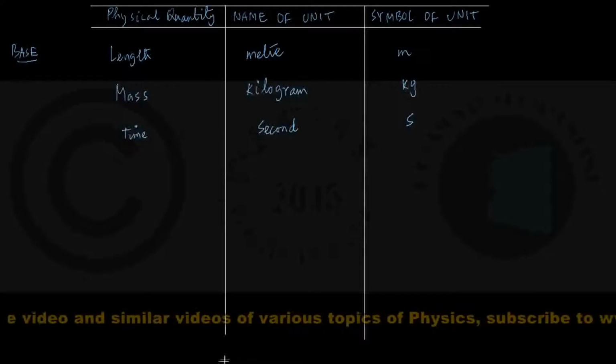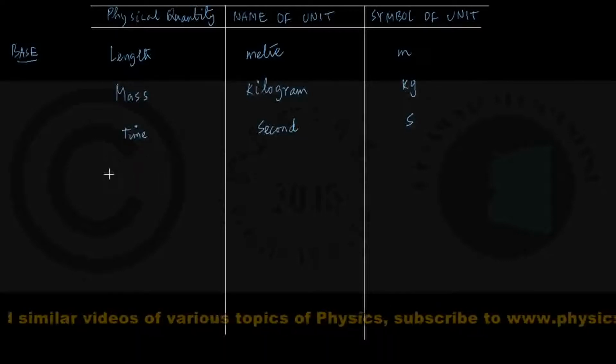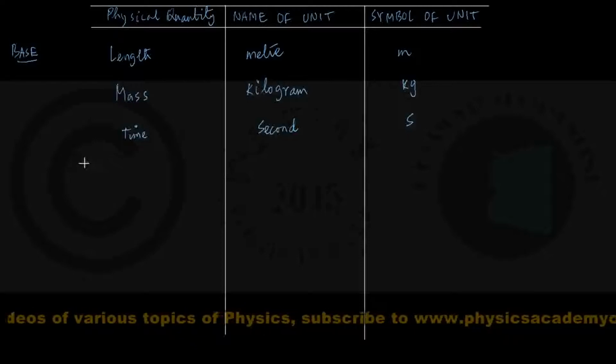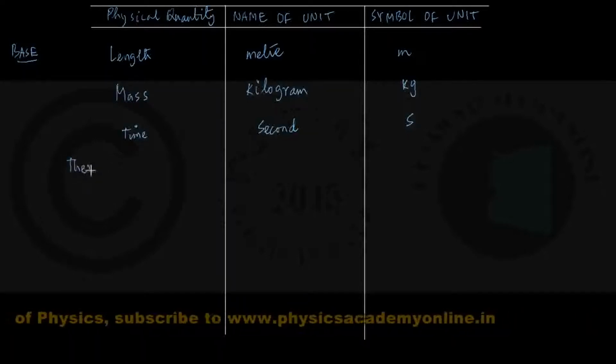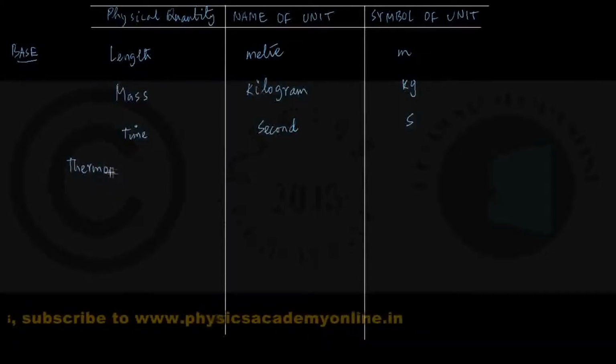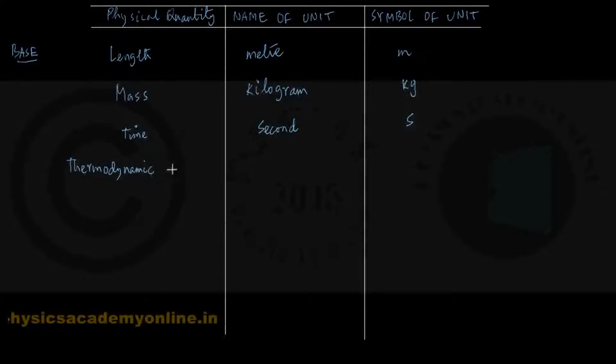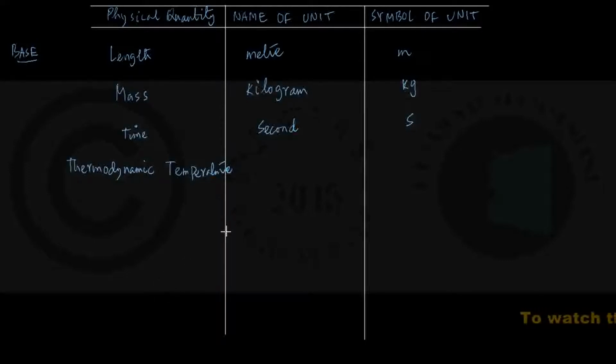Next we come to thermodynamic temperature. This is not just temperature. See the term, they are using thermodynamic temperature. Let me write it taking some space. Thermodynamic temperature. This is also called absolute temperature or Kelvin temperature. This is the modern unit of temperature, not the CGS. CGS was Celsius earlier, and then FPS was Fahrenheit.